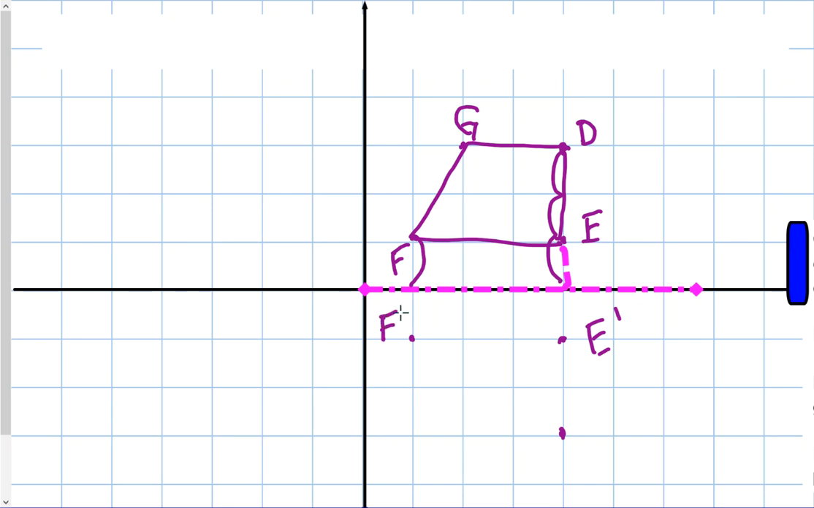We can label this F prime. Point G is 1, 2, 3 units away. Label this point G prime. Now connect your points. This shape is a horizontal reflection of our original image.